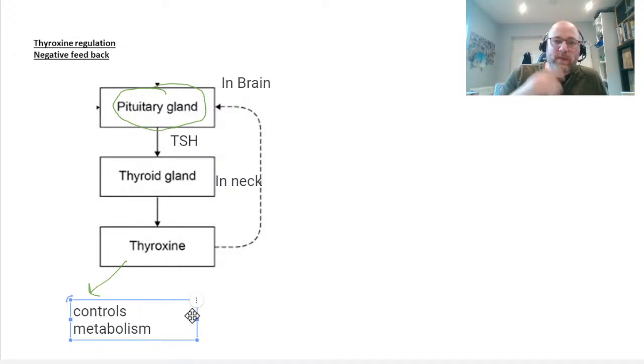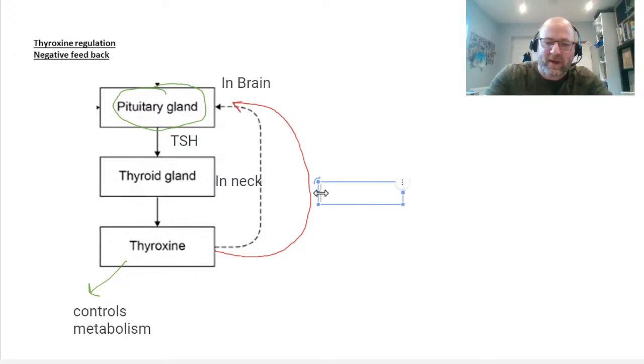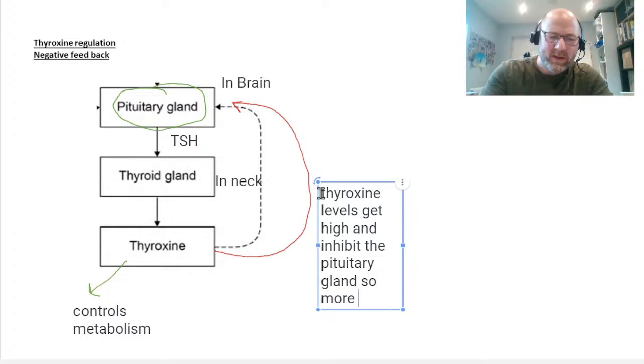So it increases your metabolism. Now we have an example of negative feedback here. So watch out for this if it comes up. When the thyroxine is released, it inhibits the pituitary gland. So you do need to know that by negative feedback, thyroxine levels get high and inhibit the pituitary gland, so more TSH is not released.